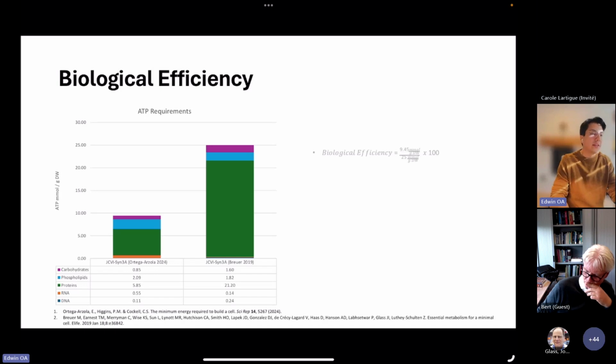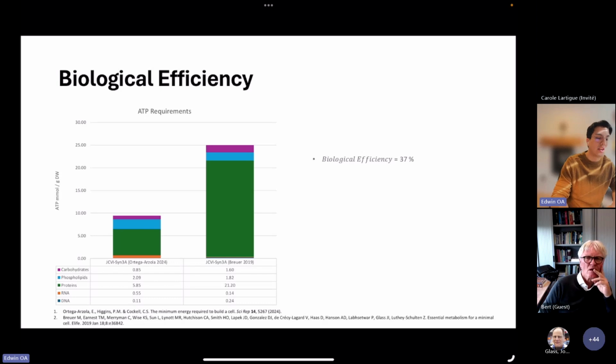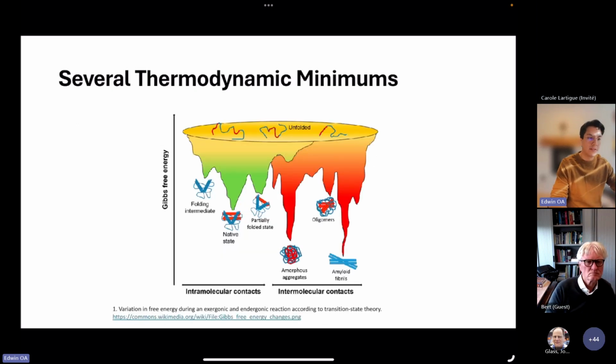And so in this case, for example, we will have a biological efficiency of 37% compared to the absolute thermodynamical minimum. And that gives us a pathway on how to proceed in modifying and engineering some metabolic pathways. Now, let's remember there are different thermodynamical minimums.